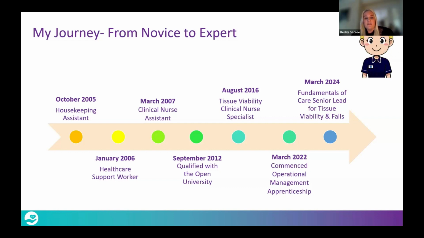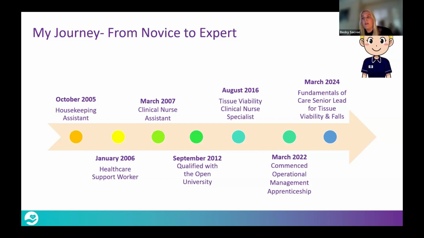By March 2007, I'd progressed to the position of clinical nurse assistant. In this role, I was able to develop my clinical skills, gaining valuable experience working alongside the nurses and other healthcare professionals, and I was contributing more significantly to patient care. My dedication didn't stop there.